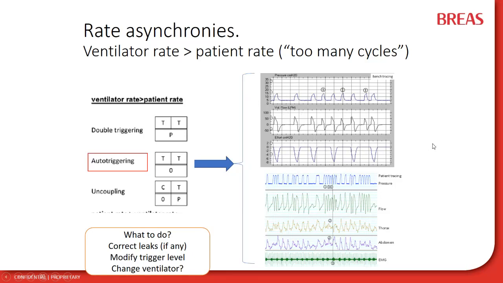This is auto-triggering. This is a clinical example of auto-triggering, here, here, and here. What can we do in the presence of auto-triggering? Auto-triggering is an asynchrony typically linked to leaks. So the first step to correct auto-triggering should be to rule out leaks. If there are no leaks, we can modify the trigger level or even change the ventilator.